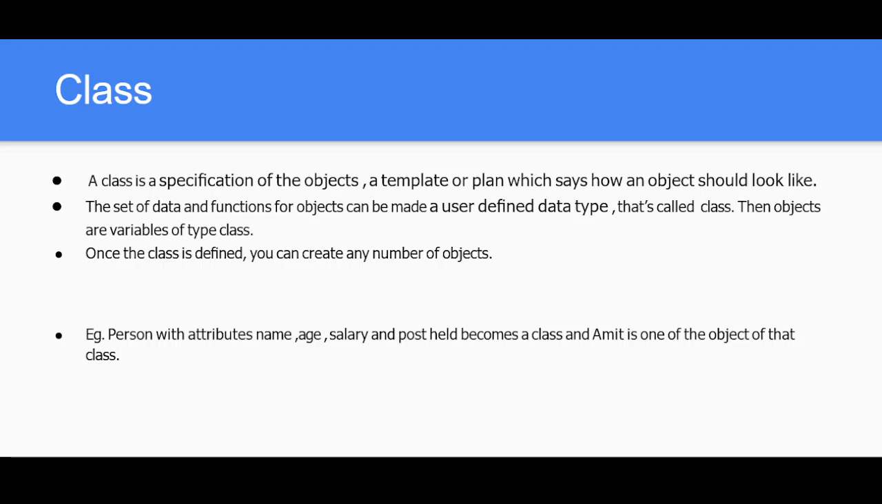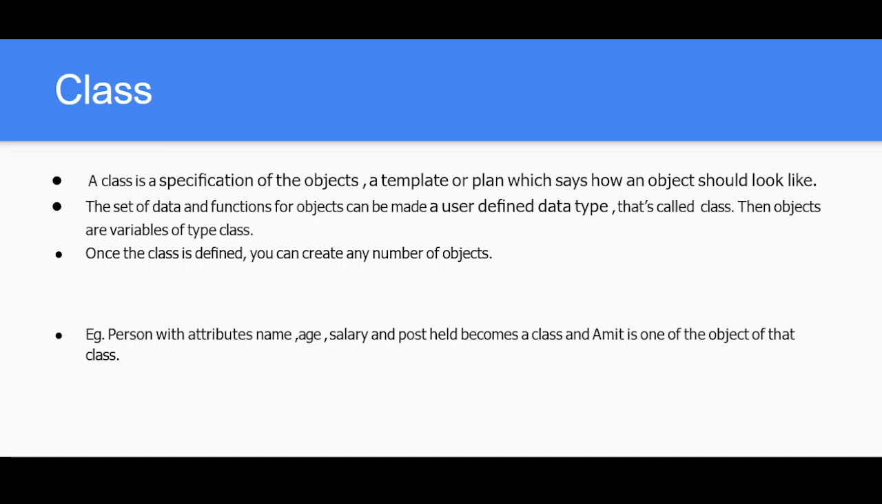Then we have class. Class is a specification of the objects. It is like a template or a structure of an object, and it just shows how an object should look. The set of data and functions for an object can be made a user-defined data type that is called a class. Then objects are variables of type class. That is very important. Like we have structure, inside structure we have variables of type struct. In the same sense we have objects. Objects are variables of type class.